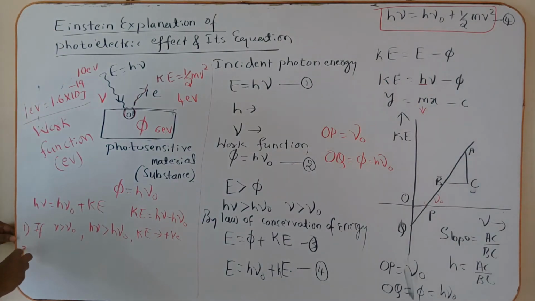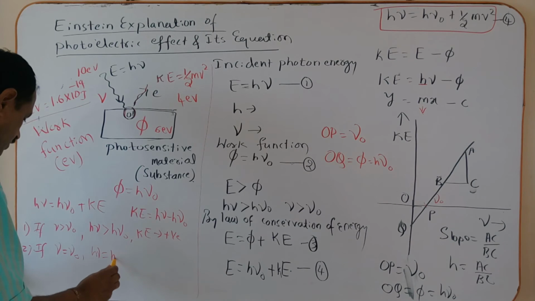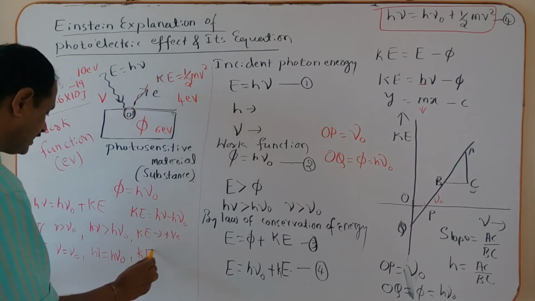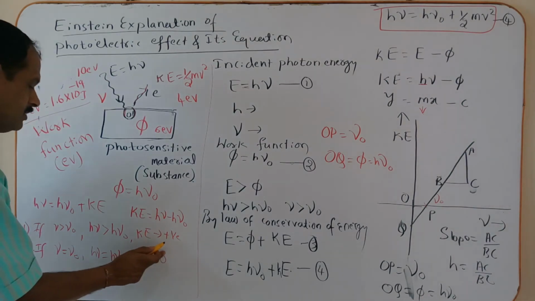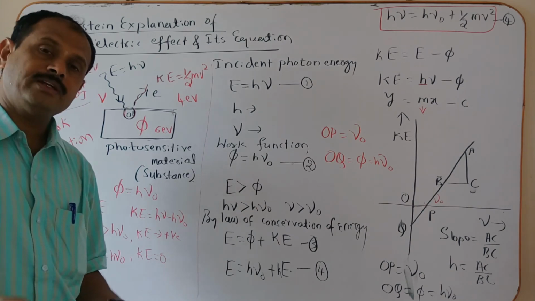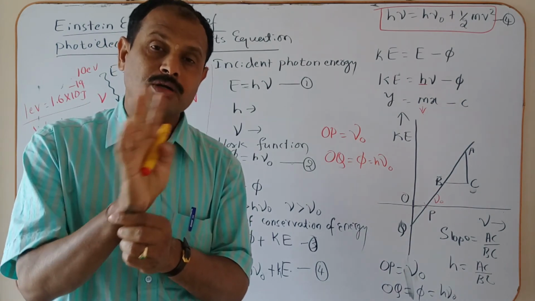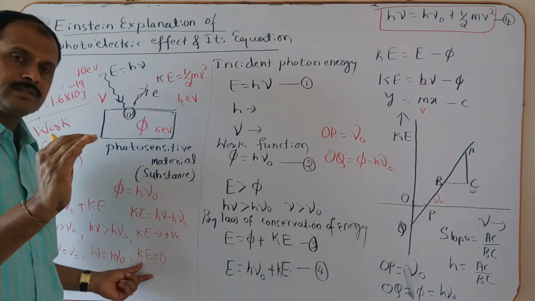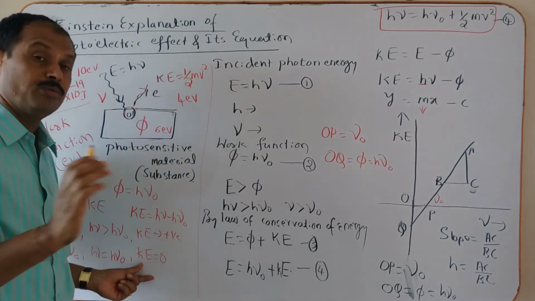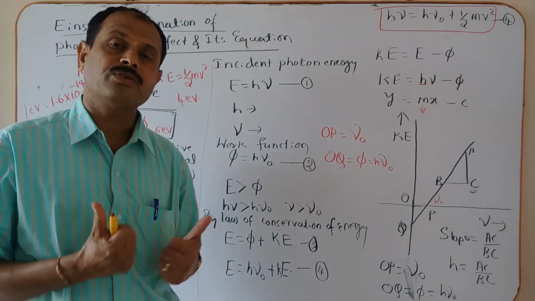Now the next point: if nu is equal to nu naught. When the incident photon frequency is equal to the threshold frequency, h nu is equal to h nu naught. At that time the kinetic energy becomes zero. If the incident frequency of light is equal to the threshold frequency, the photoelectrons are just emitted but do not move. The velocity is zero. There is no movement of the photoelectrons.